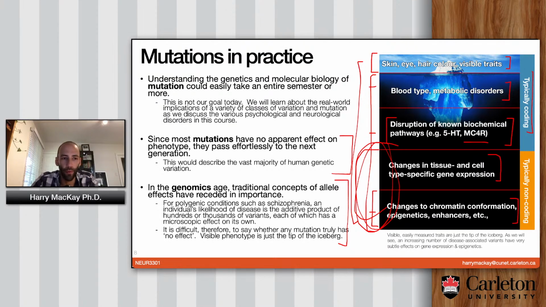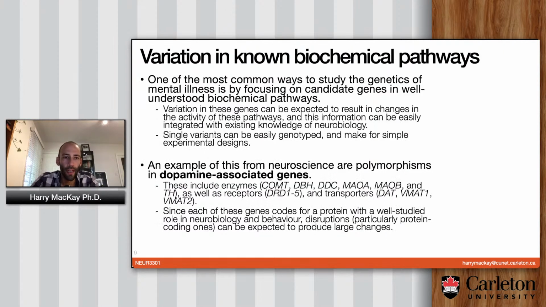But I'm going to give you some examples of all the other ones as well, just so you know. So let's skip to variations in known biochemical pathways. One of the most common ways to look at the genetics of mental illness is by focusing on genes in well-understood biochemical pathways. As I mentioned, neuroscientists have understood how serotonin works for quite a while, and it's natural to assume that depression, being a condition that's treated with serotonergic drugs, must have something to do with mutations in serotonin.